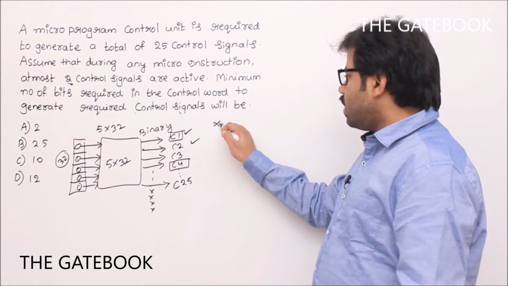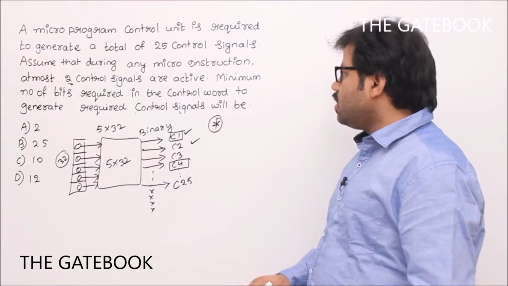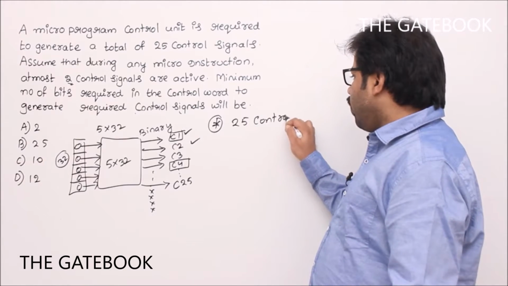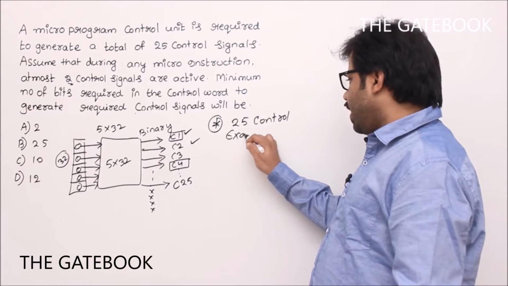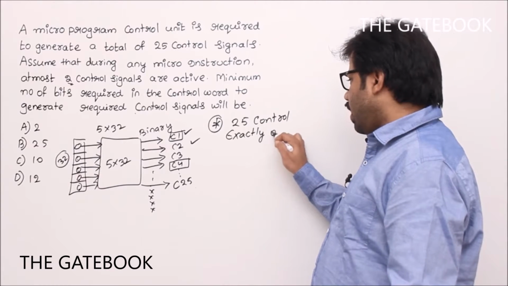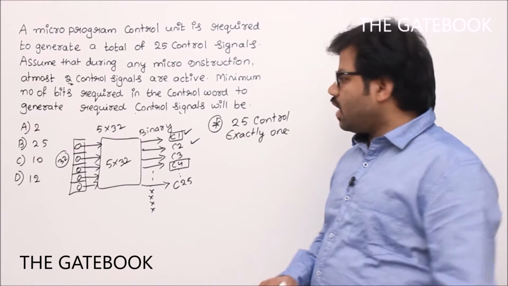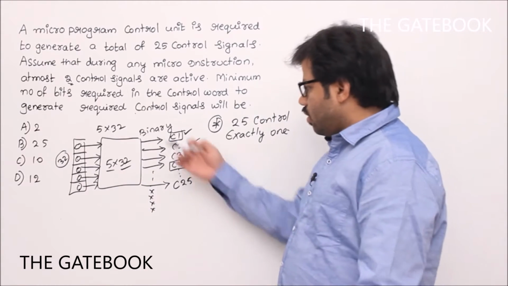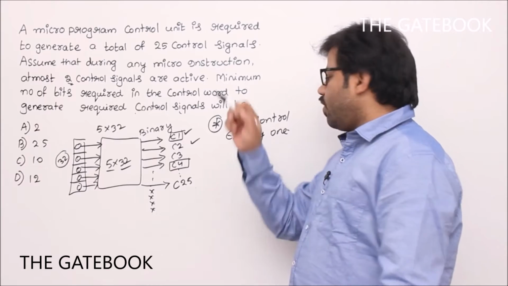Now we solved a sub problem. What is that sub problem? You have 25 control signals, but out of them exactly 1 is active at a time, exactly 1. Then what I can do is use a 5x32 decoder. Okay, because we need 25, right?